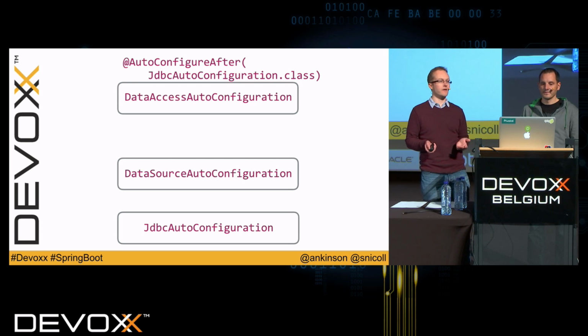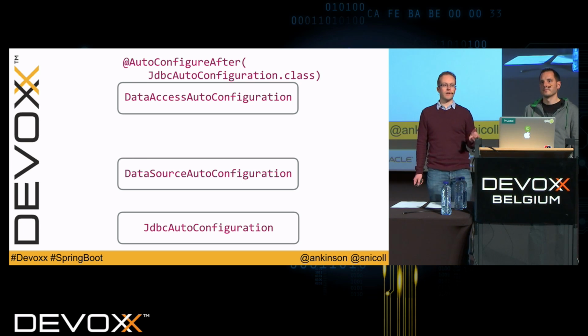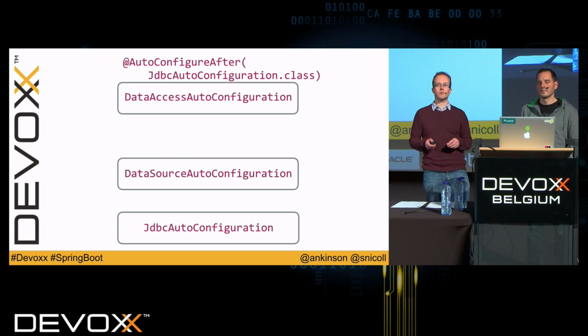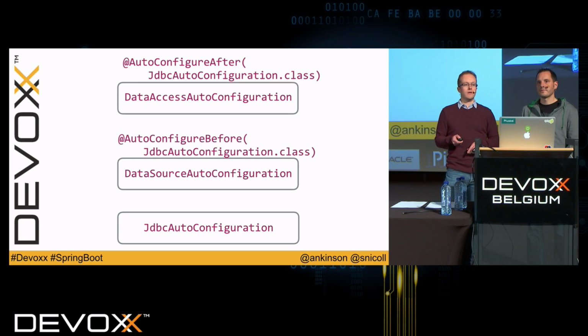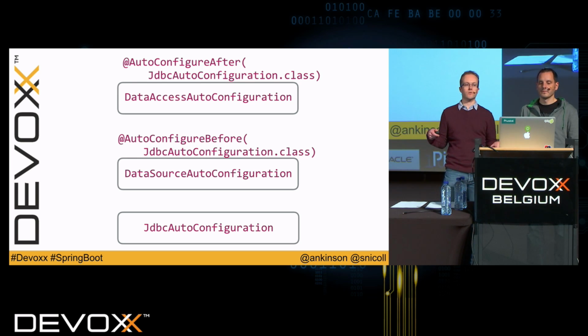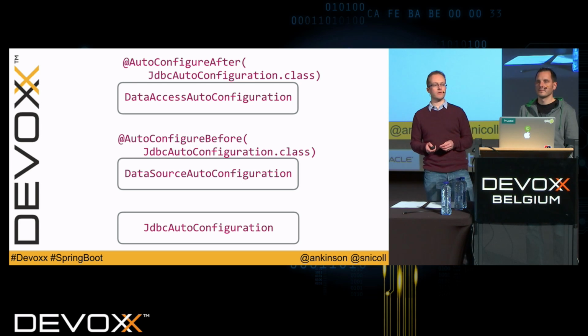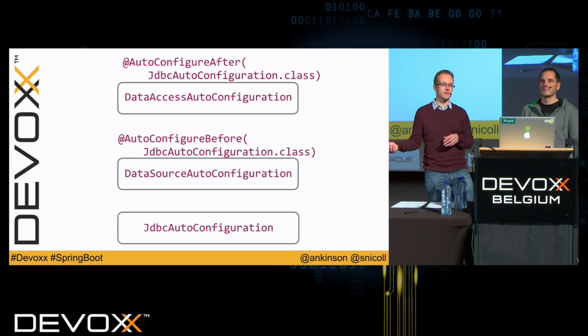So here we're saying the data access auto-configuration needs to be auto-configured after the JDBC auto-configuration. And that will mean that the JDBC auto-configuration has a chance to produce the JDBC template bean that our data access auto-configuration then needs to consume. Similarly, our data source needs to produce the data source before any JDBC-related stuff happens. So we can say it needs to auto-configure before the JDBC auto-configuration. And so these are the two annotations that you can use. You can either order stuff to go after other things, or you can order stuff to go before things.